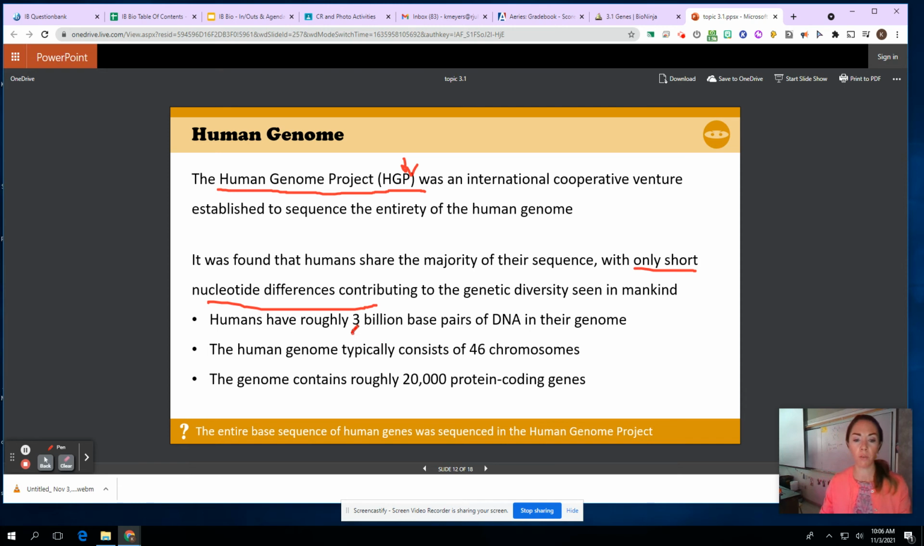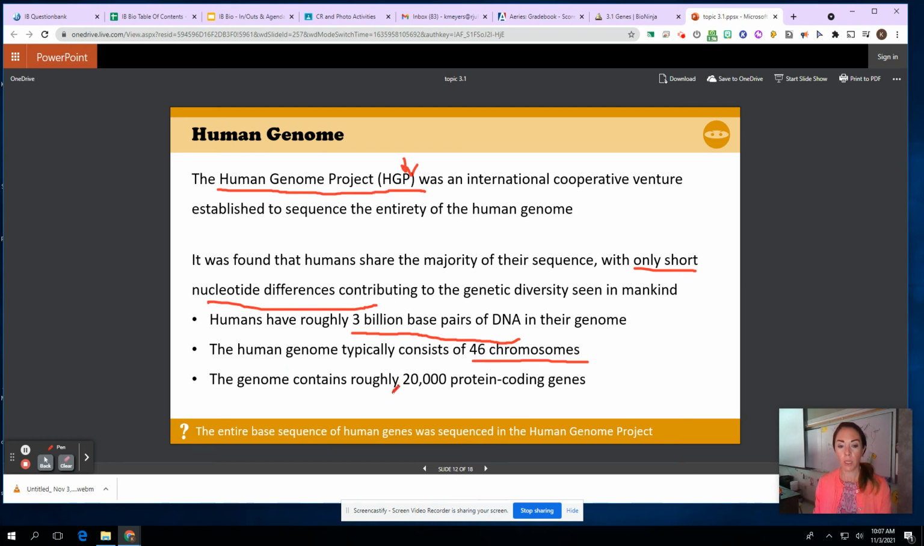Knowing the numbers: humans have roughly 3 billion base pairs of DNA in their genome. That's a lot of pairs, right? This typically consists of 46 chromosomes. Those come together and make chromosomes, that's in our next topic. Typically, because we can look at sometimes Down syndrome, triple X syndrome, different chromosomal abnormalities that still create life, people can still live, but usually cannot pass it on.